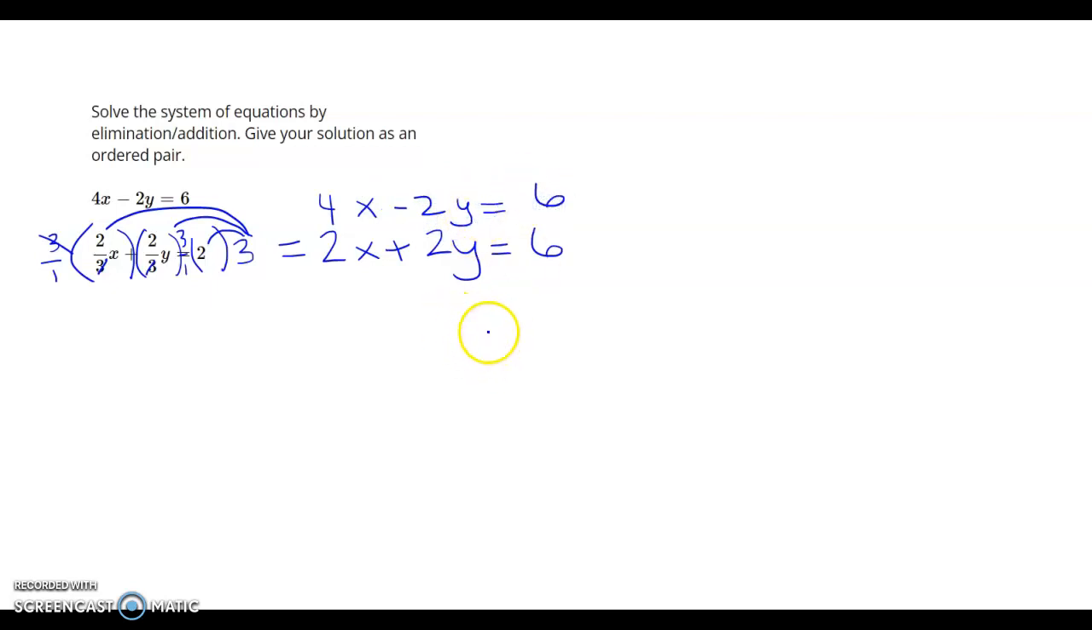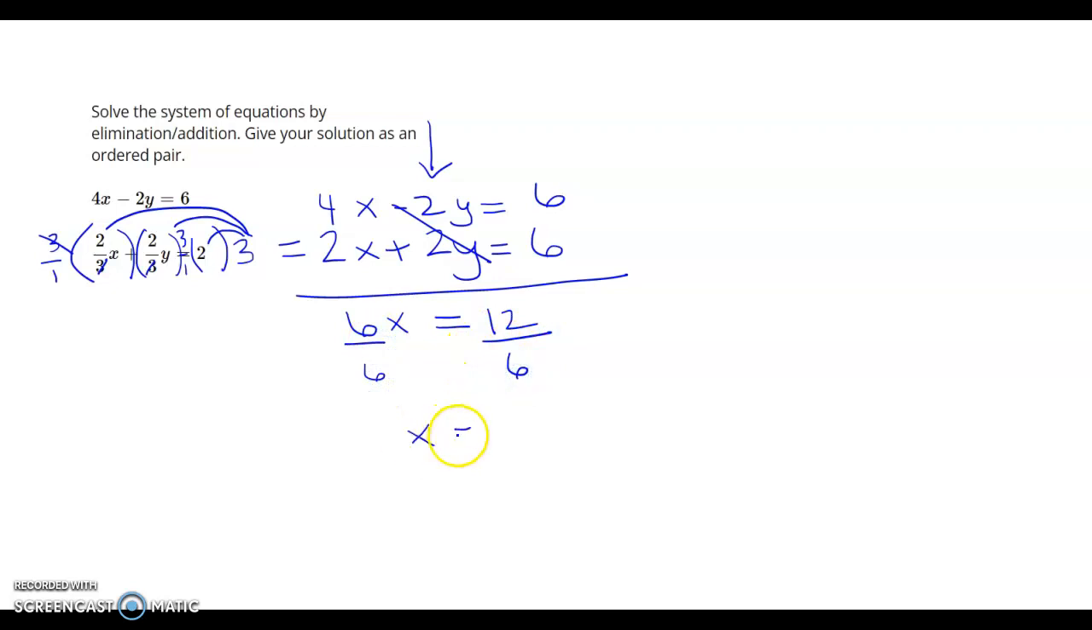And so at this point, we want to add these two equations together because notice the y's are the same but opposite. I have a negative 2y and a positive 2y. So when I add those together, those are going to cancel and I'm going to be left with 0. 4x plus 2x gives me 6x. I can write plus 0, but I'm not going to. Equals 6 plus 6, or 12. Divide by 6 on both sides, so I get x equals 2.